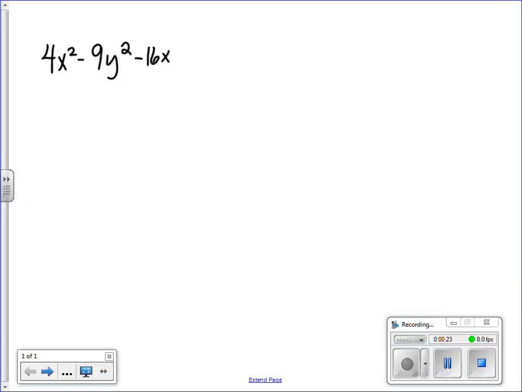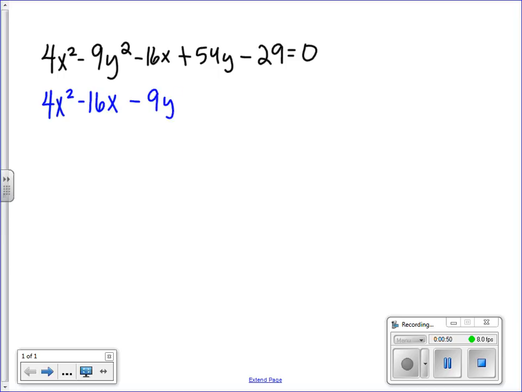Plus 64y minus 2. Okay, as far as the process of completing the square, nothing is different. You're still going to complete the square just like you've been completing the square. Okay? So, I'm going to start out by rearranging the x's together, the y's together, and I'm going to move this 29 over. Okay?